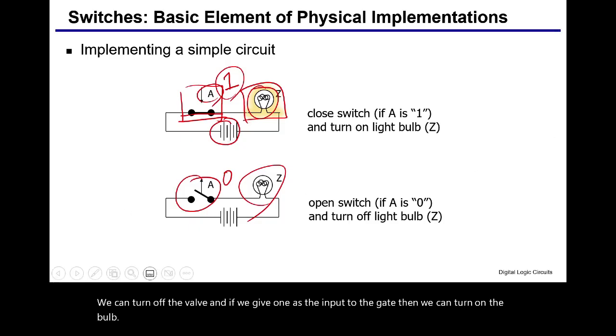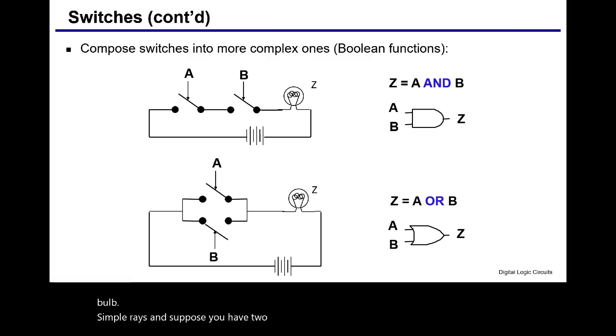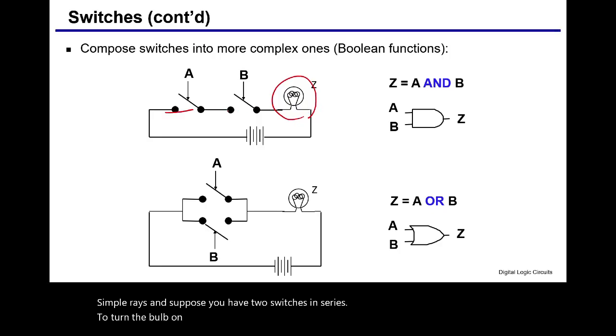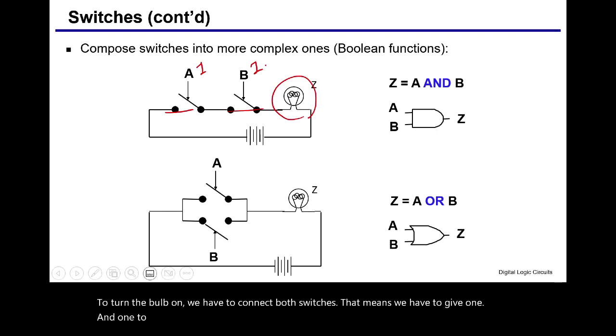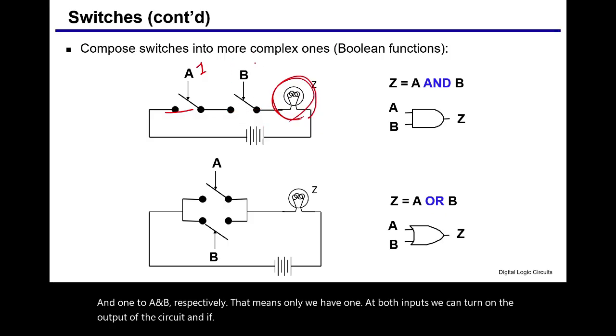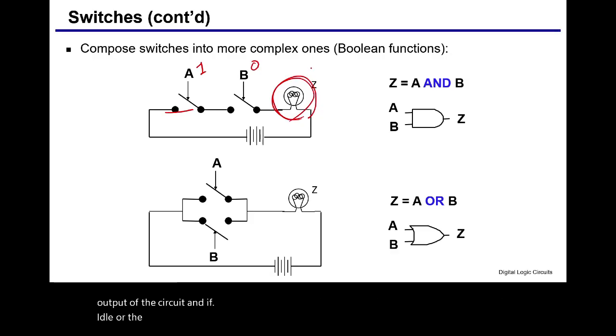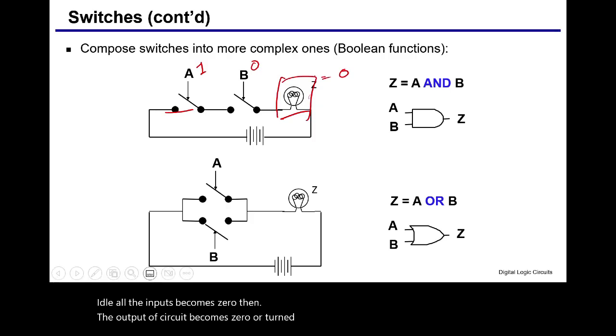Simple, right? And suppose you have two switches in series. To turn the bulb on, we have to connect both switches. That means we have to give 1 and 1 to A and B respectively. That means only when we have 1 at both inputs can we turn on the output of the circuit, and if either of the inputs becomes 0, then the output of the circuit becomes 0 or turned off. This operation is actually how an AND operation works, right?